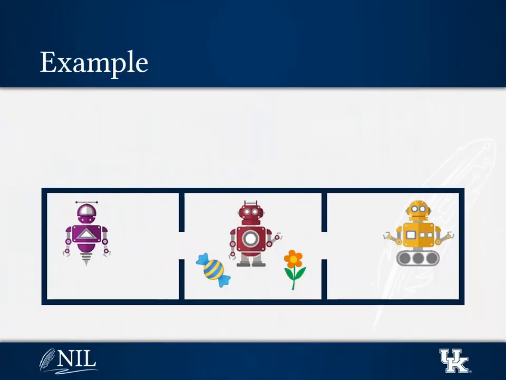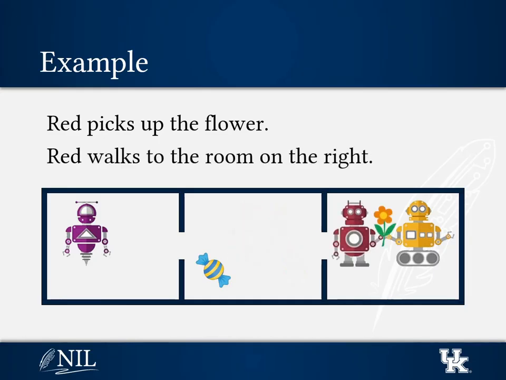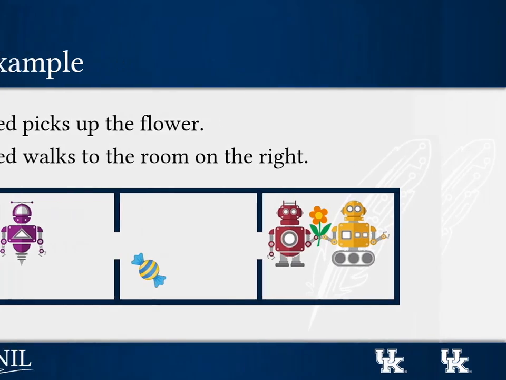Let's consider an example. Imagine 3 rooms with a robot in each room and a handful of items that can be picked up and given away. We observe the red robot pick up the flower and walk to the room on the right. Based on these observed actions, what can we infer about red's beliefs and intentions?